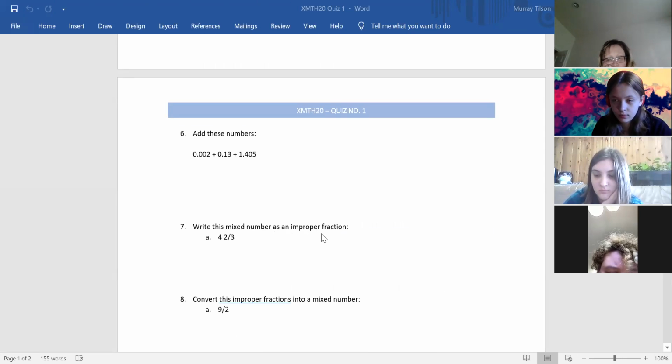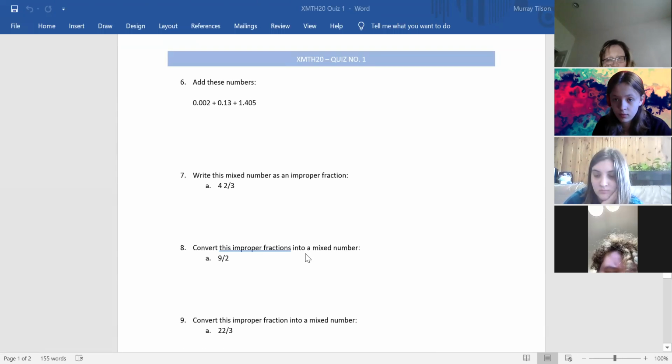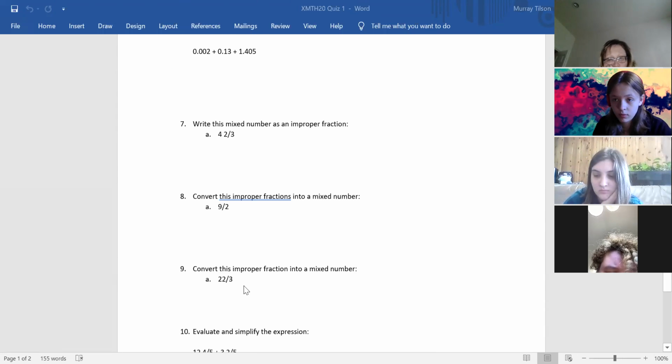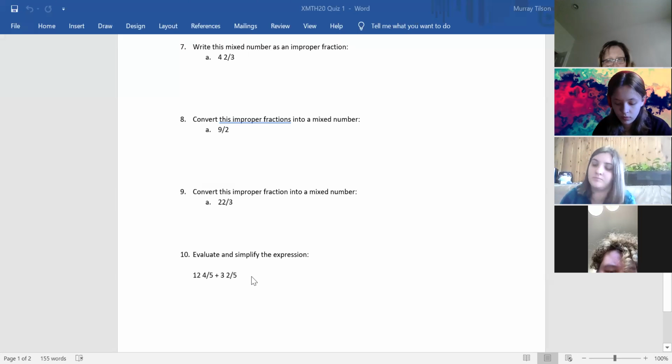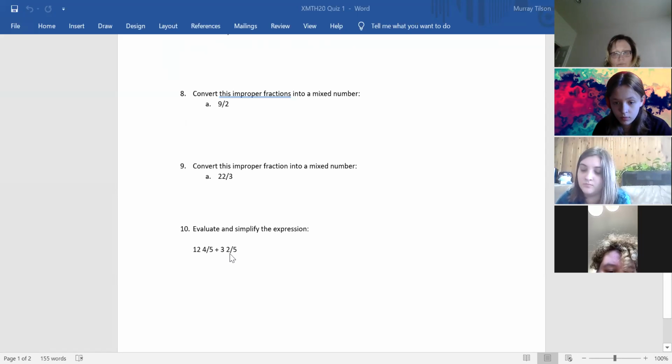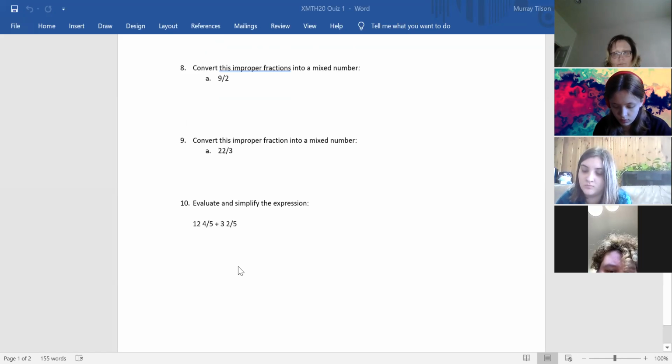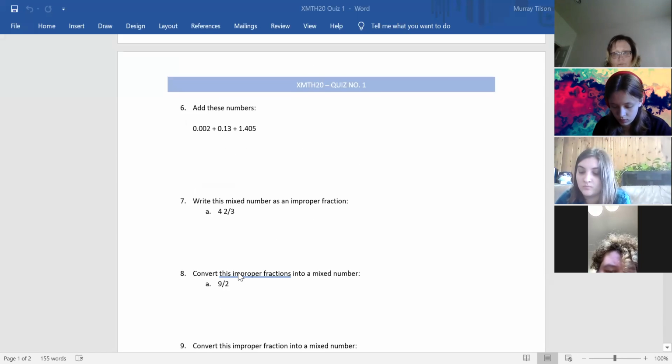Write the mixed number as an improper fraction. We went through that. You multiply 3 times 4 plus 2 over 3. Convert this to a mixed number. Convert this to a mixed number. Evaluate and simplify this expression. In other words, put them in terms of improper fractions, add them up, and then put it back into a mixed number where it's evaluated. That's what I want you to do.